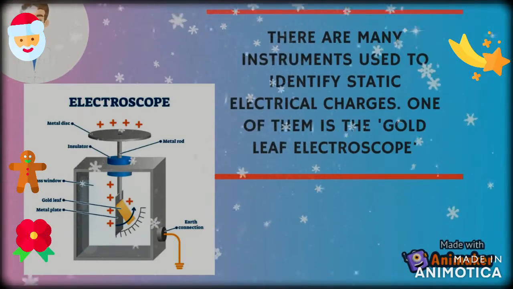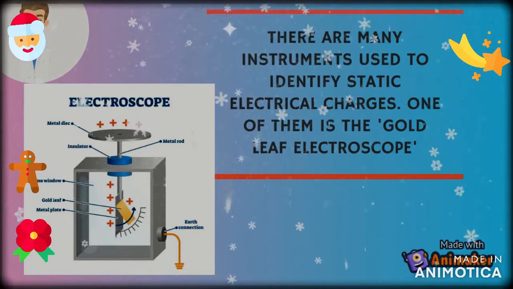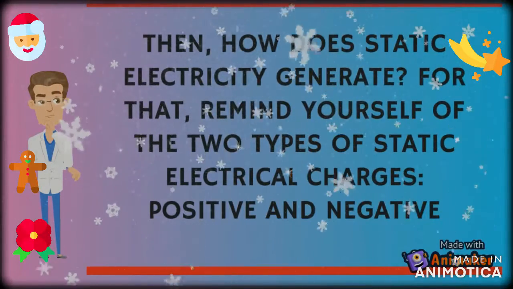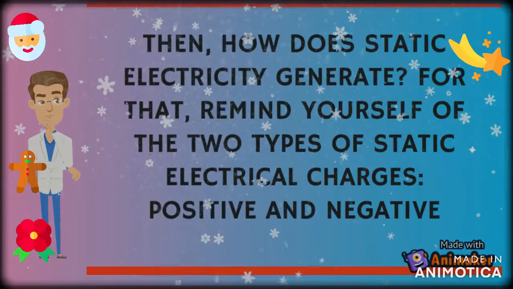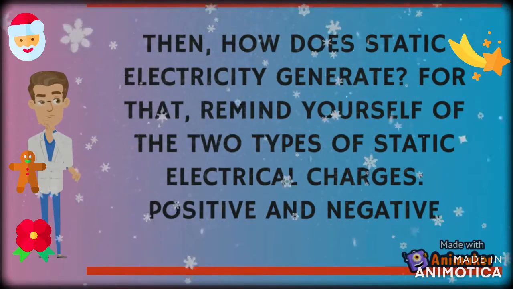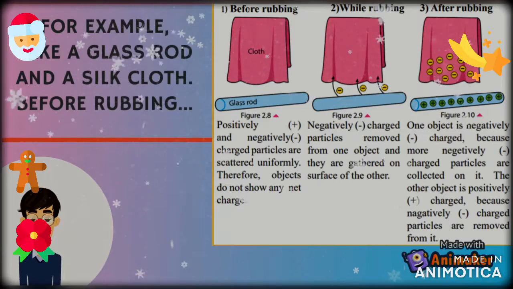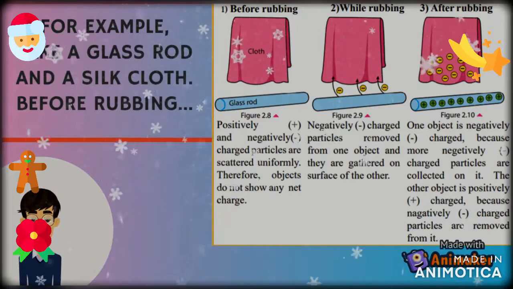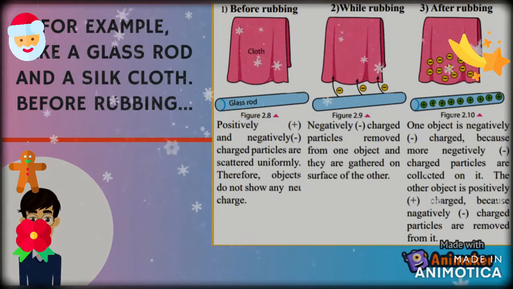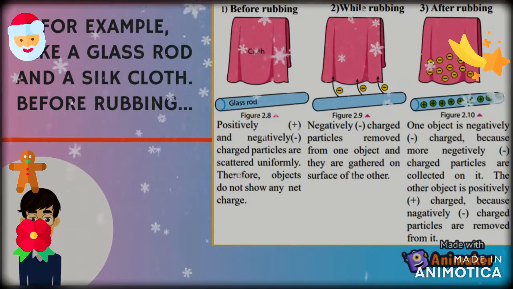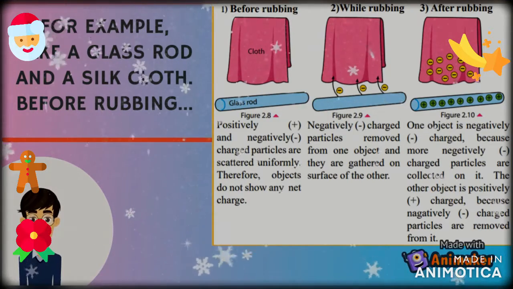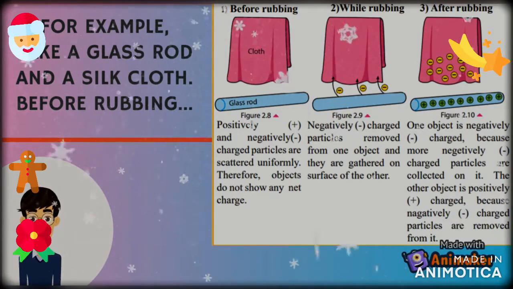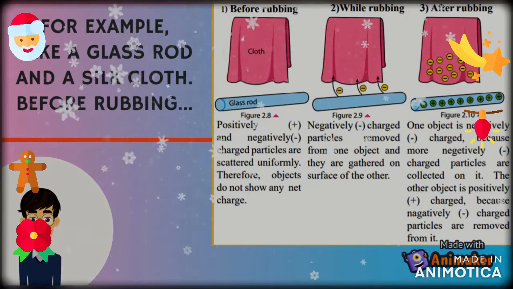There are many instruments used to identify static electrical charges. One of them is the gold leaf electroscope. Then, how do static electrical charges generate? For that, remind yourself of the two types of static electrical charges, positive and negative. For example, take a glass rod and a silk cloth. Before rubbing, positively and negatively charged static electrical charges are scattered uniformly in both objects. Therefore, both the objects do not show any net charge because they both consist of positive static electrical charges and negative static electrical charges.